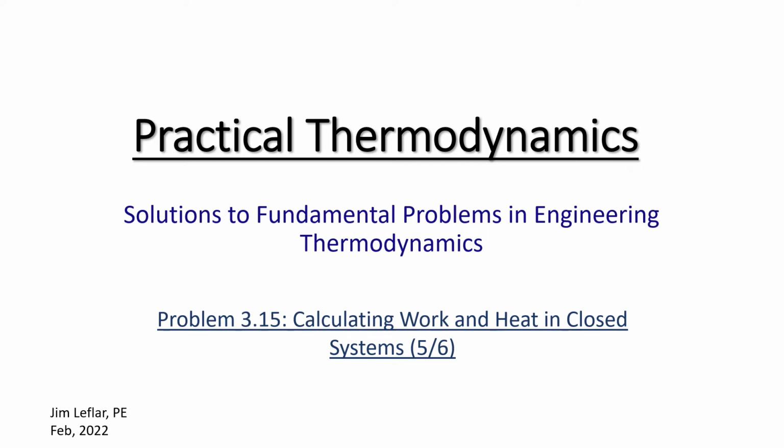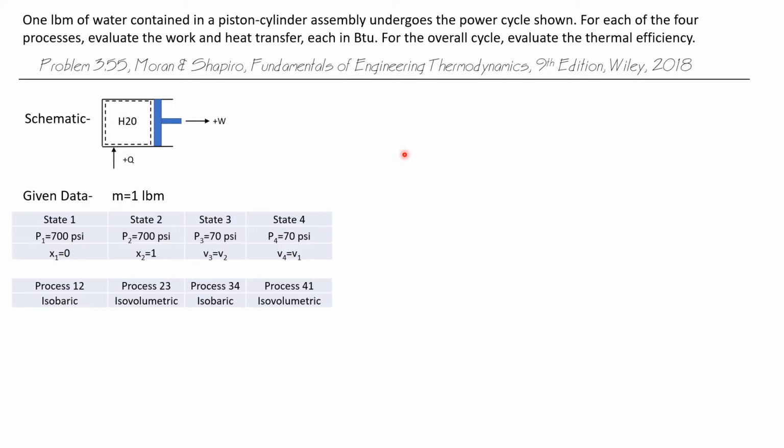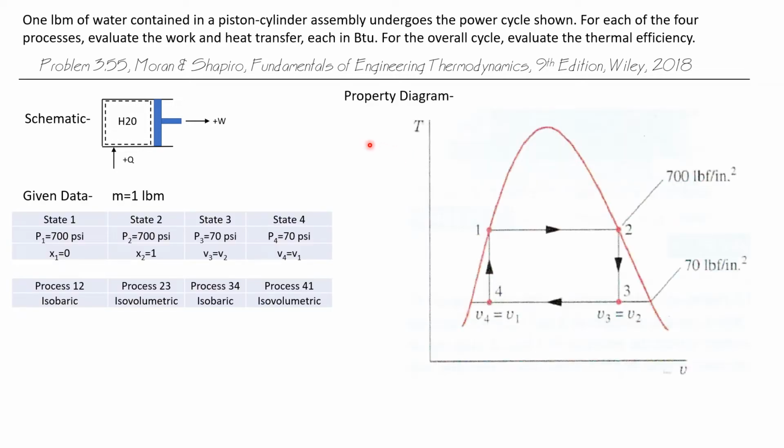Let's solve another thermodynamic problem involving a closed system power cycle. Let's look at a power cycle problem. 1 pound mass of water contained in a piston cylinder assembly undergoes the power cycle shown. For each of the 4 processes, evaluate the work and heat transfer, each in BTU. For the overall cycle, evaluate the thermal efficiency.